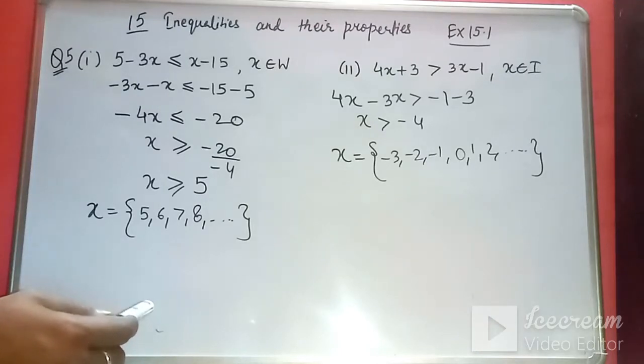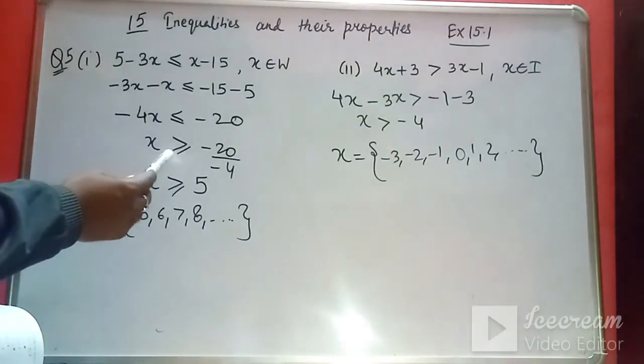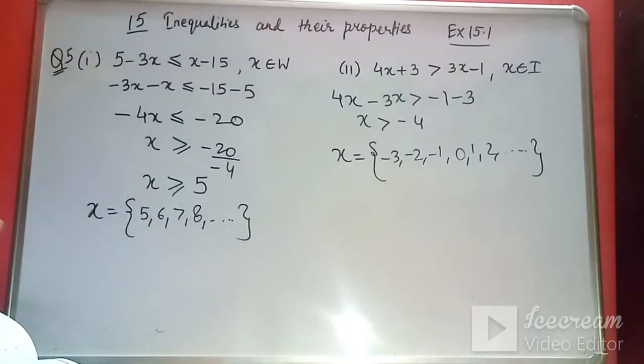Okay. So we are solving the inequalities like we were solving the linear equations, except we have to keep in mind this thing: on division or multiplication by a negative number, the sign of the inequality should be changed.